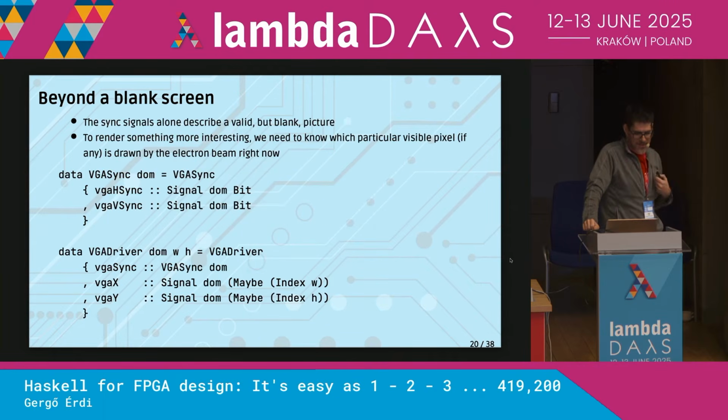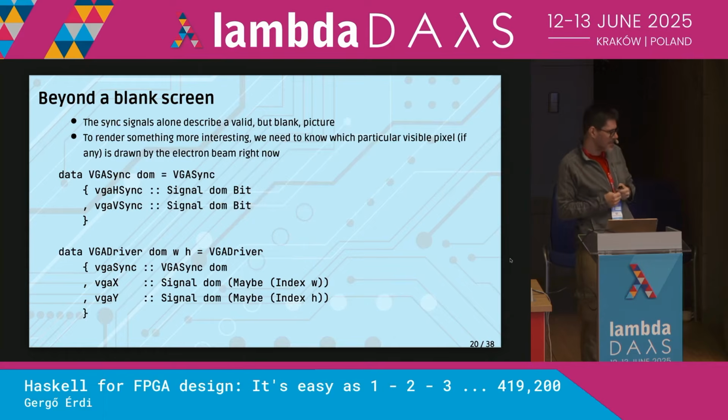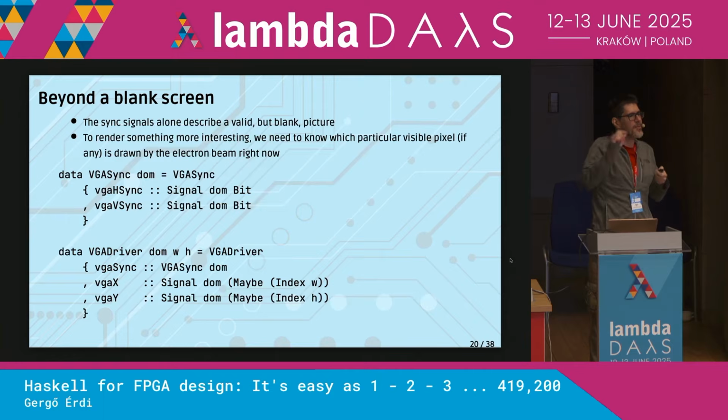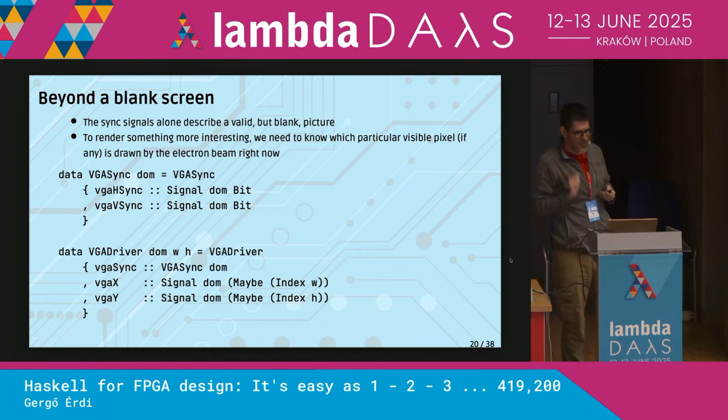Okay, so this gives us a way of describing a blank screen that is a valid VGA signal. You connect it to a screen, and if it's a modern one, like a flat screen with VGA input, it will tell you that it detected 640 by 480, because it interprets the sync signals correctly. But there won't be any picture yet, because we haven't changed the RGB values yet. We haven't connected anything to that yet. So how do we do that? Well, to do that, we need to know where the electron beam is at any given moment.